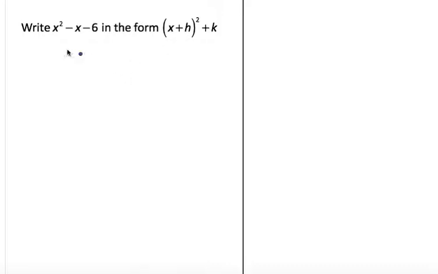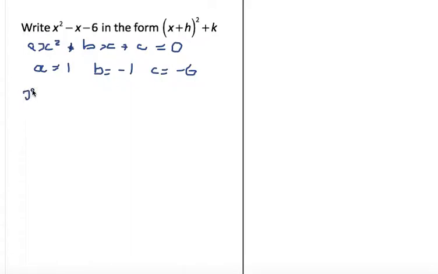So to begin with, I'm just going to consider my quadratic as ax squared plus bx plus c. Okay, and I'm actually going to make this one equal to 0 to begin with. Now, in this example, a is 1. Be careful here, b is actually -1 and c is -6. Now the first step of completing the square, I'm just going to simply add c to both sides.